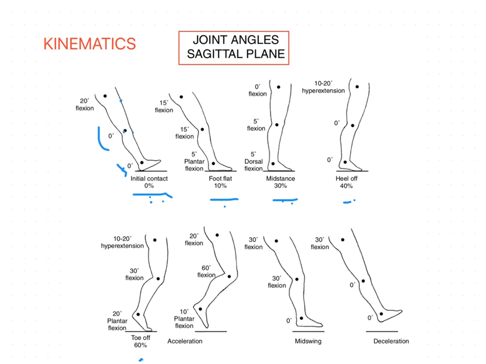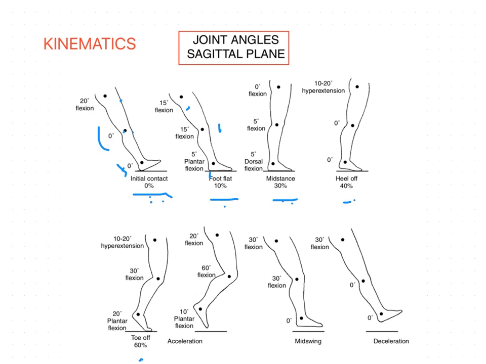Next one is foot flat. Foot flat we can also call loading response. What is the range of motion required here? Joint angles: at the hip, it requires 15 to 25 degrees of flexion, and then 15 degrees of flexion at the knee and 5 degrees of plantar flexion.